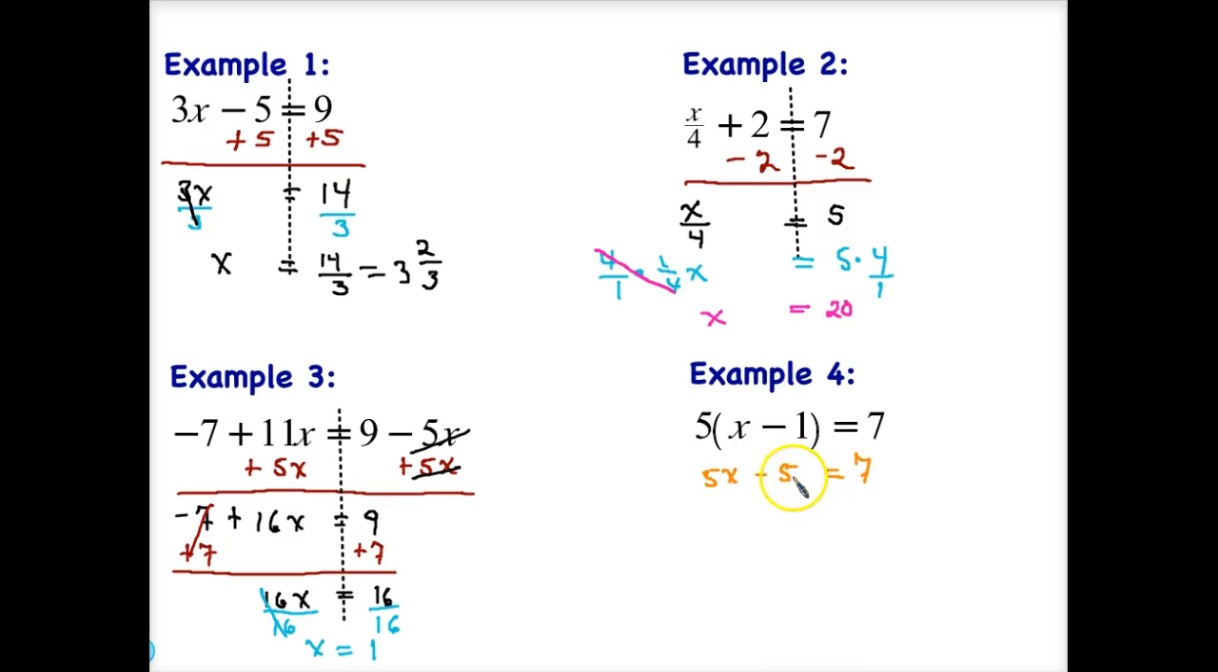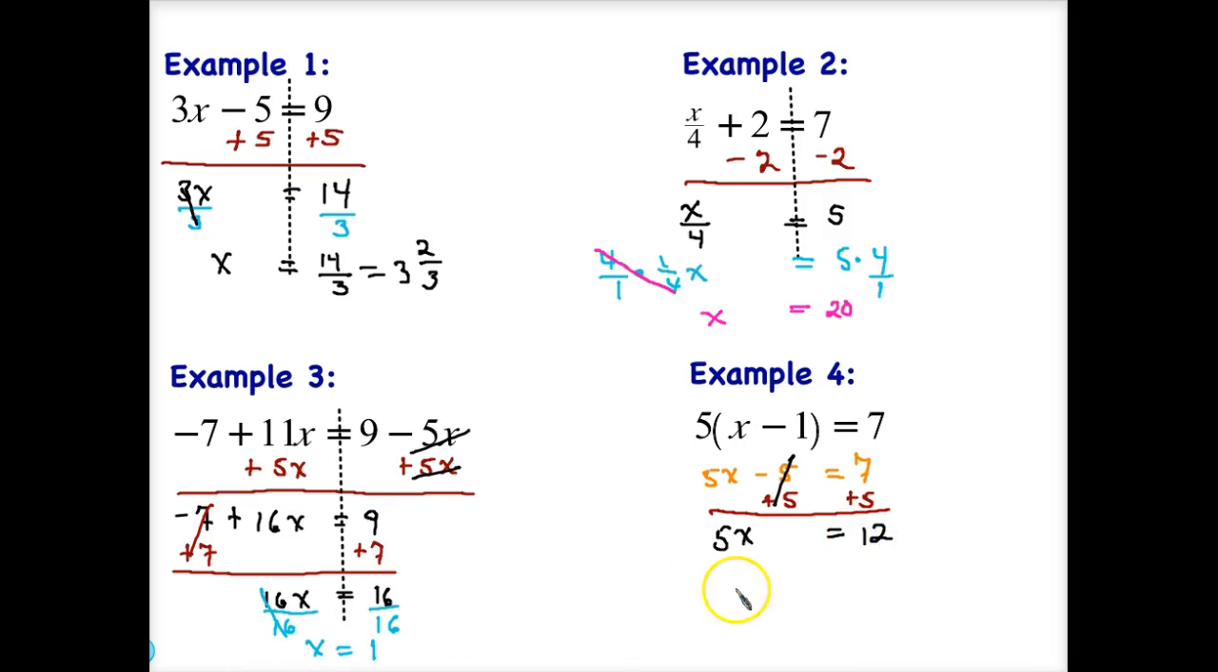However, we don't have like terms on the same side, so I can move on to step 3 like the other problems. I'm going to move my constants to the same side and my variables to the other side. I am now then left with just 5x on this side as my 5's cancel. 7 plus 5 is 12.